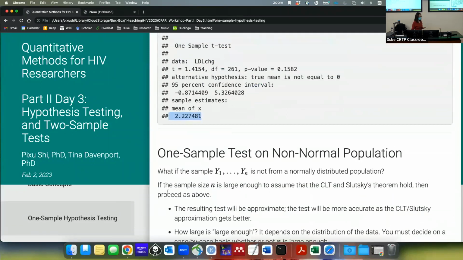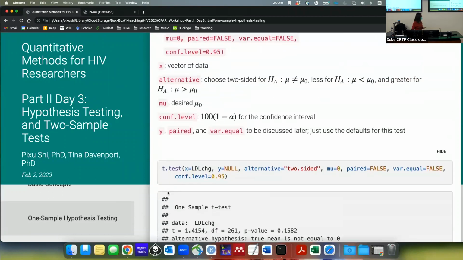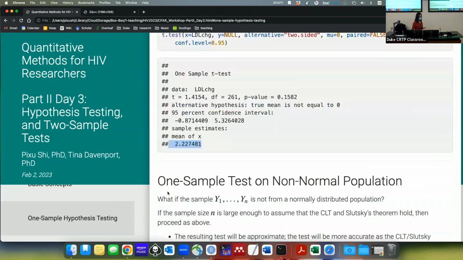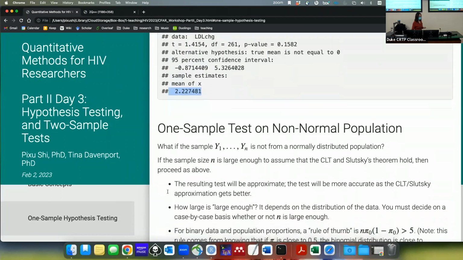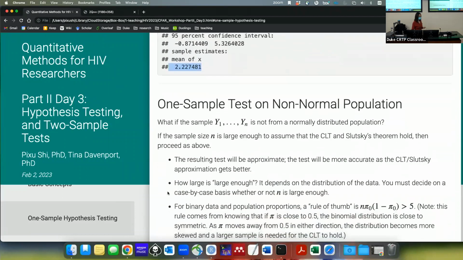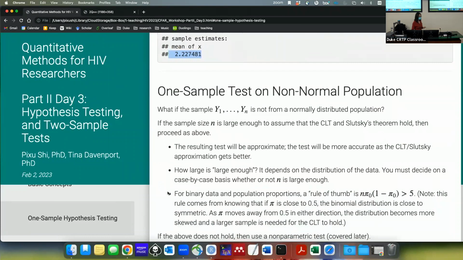In this test, we have the normality assumption, but in some situations, your data is just not normal. For example, if you look at the proportion, it can never be a normal distribution. That's why we have other tests for non-normally distributed data.